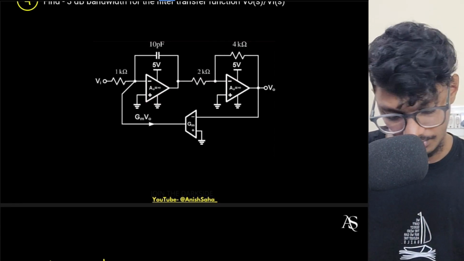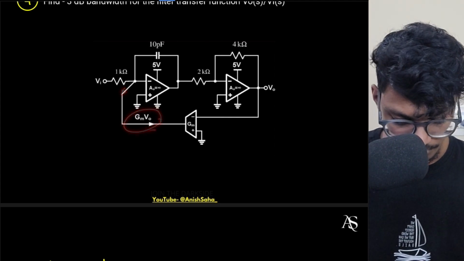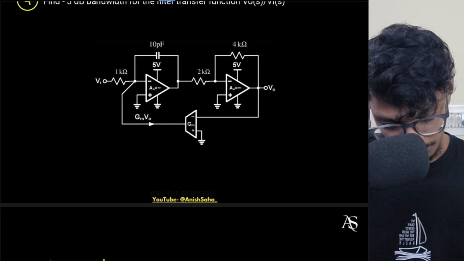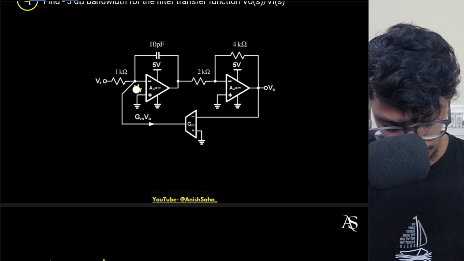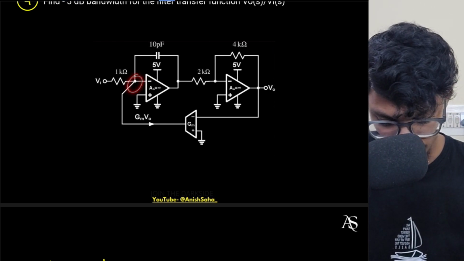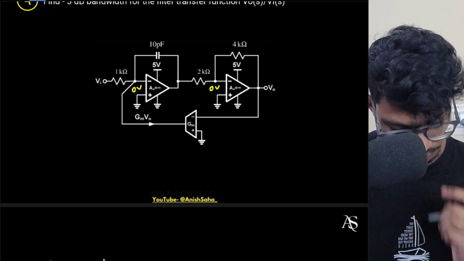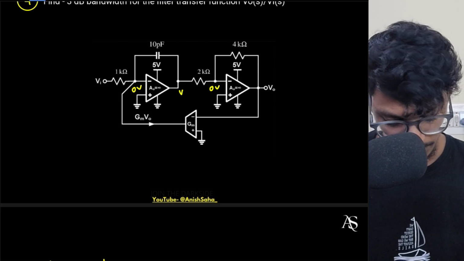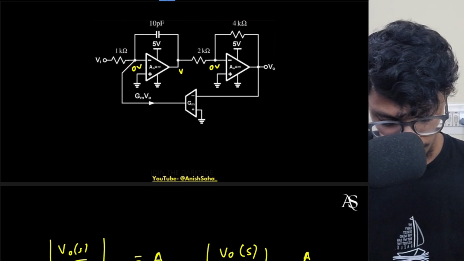So this current I know is GM V0, and this potential I don't know. I don't have any idea about this potential. So I can assume this potential as V1, and since this is in negative feedback and this is an ideal op amp, virtual ground will be applicable. So this node potential will simply be 0 volts, right? Because this potential is 0, this potential also will simply be 0 volts. So I can assume this voltage to be some voltage V. Then I can apply a KCL here and a KCL here as well. That will help me do all the computations.